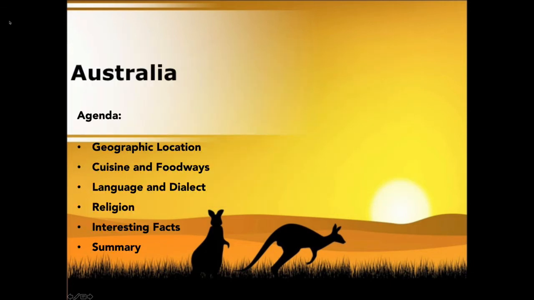Alright, for the agenda, I'll be discussing where Australia is geographically located, which ties into the foodways and local cuisine. We'll talk about the language and dialect and how it was derived by the Aborigines and British settlers. Next, we'll discuss the religion in the outback, and I've also researched some interesting facts and information about the country that I saved for the end.